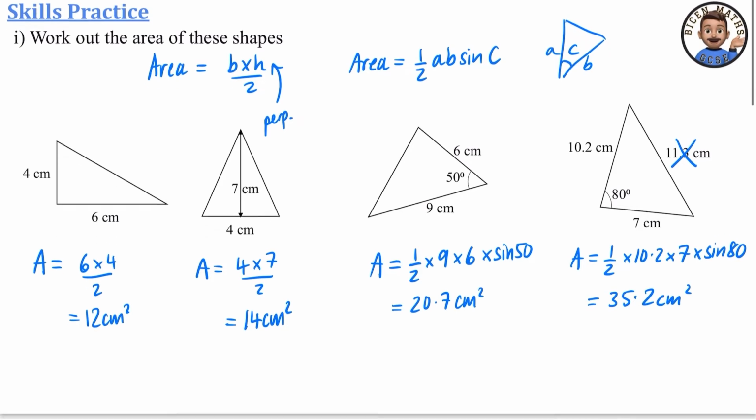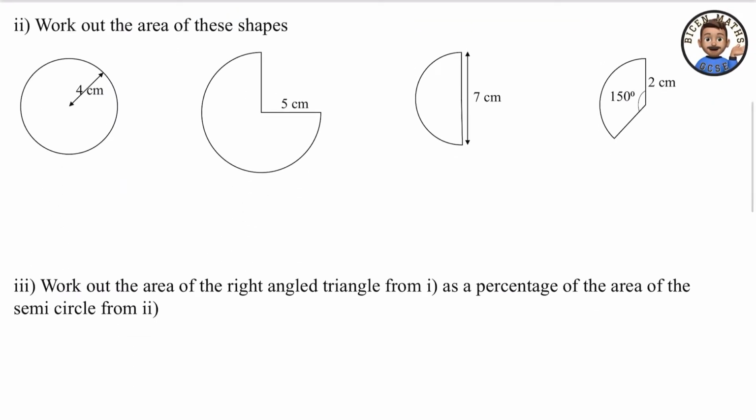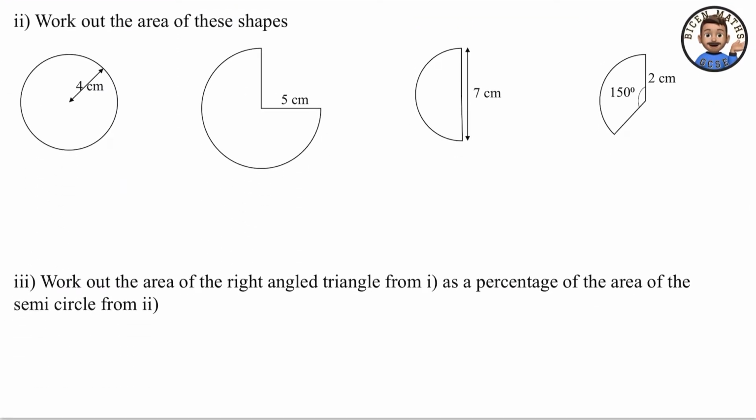So we've done the triangles part, we're now going to do the sectors parts. Now what you need to remember is that the area of these shapes, which are all related to circles, are going to be something to do with pi r squared, obviously where we have the radius squared here.